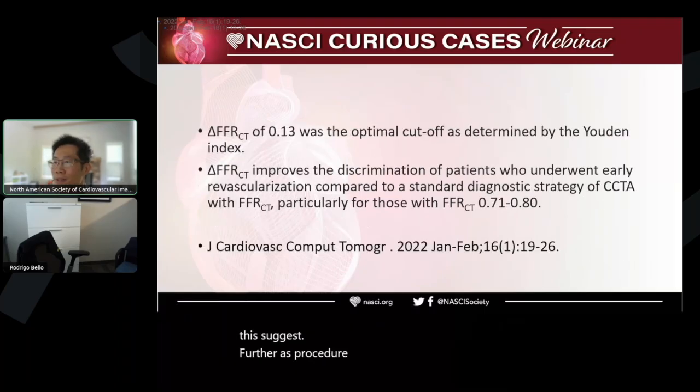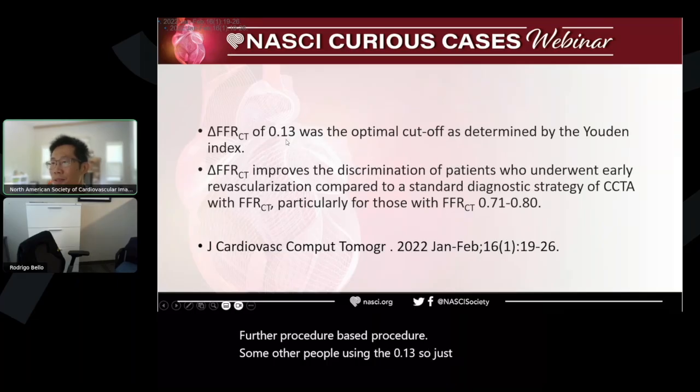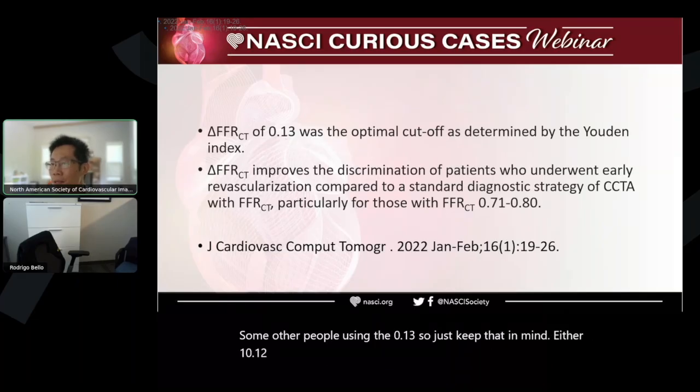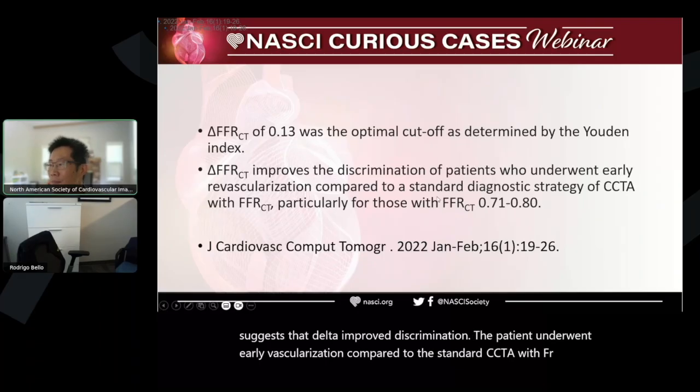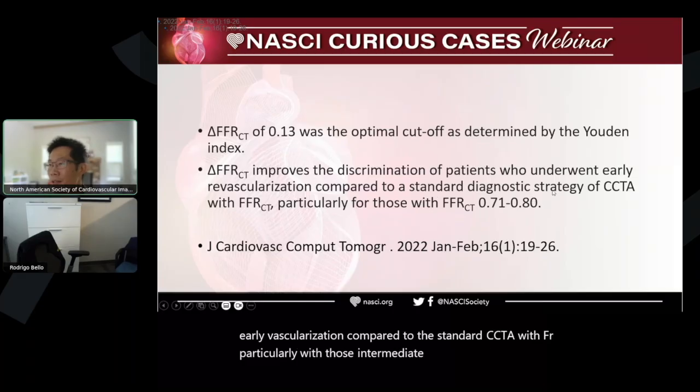Some other papers use 0.13, so just keep in mind either 0.12 to 0.13 as your cutoff for the delta. Also, this paper suggests that the delta improved discrimination of patients who underwent early revascularization compared to the standard CCTA with FFR, particularly in intermediate risk patients. Again, 0.12 to 0.13 is for the delta.